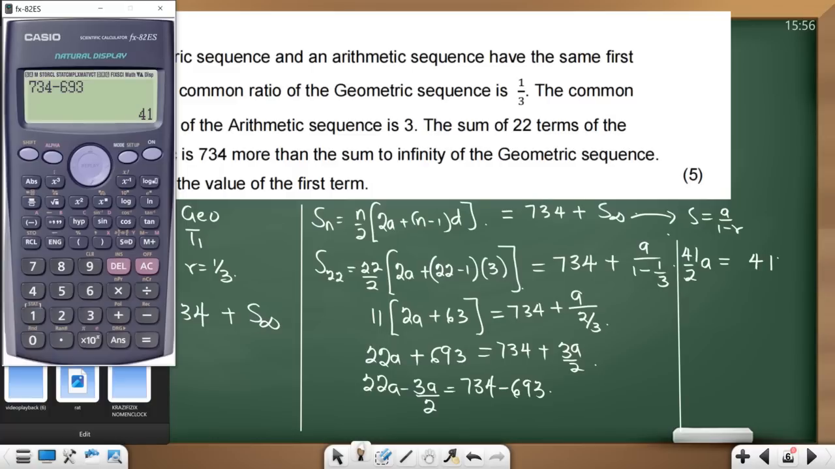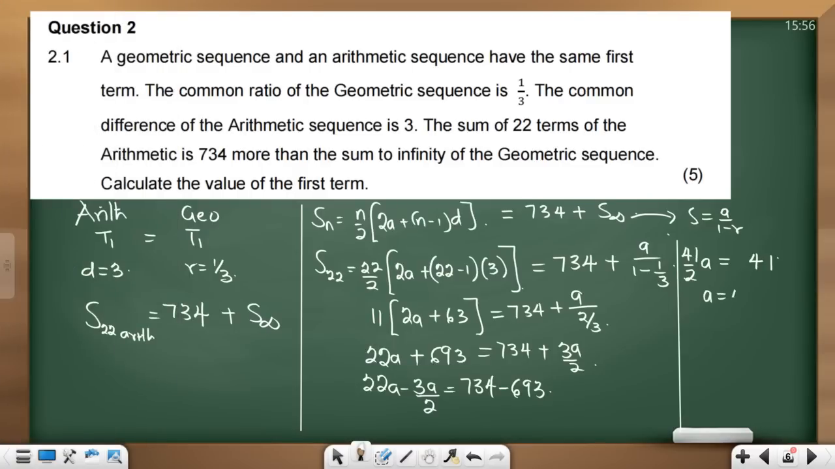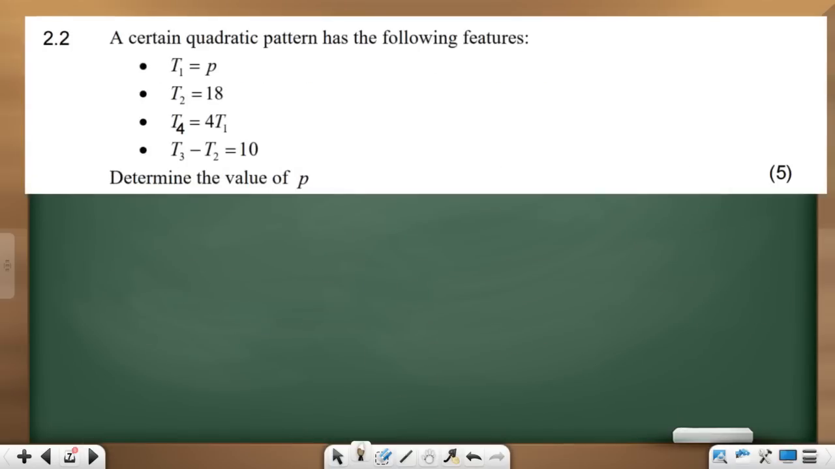Okay, so what is a therefore? You can simply tell that a is 2. All right? So a is 41 times 2 divided by what? 41. You can just do basic maths there. A is 2. These questions are straightforward. Just make sure you read carefully and you work things out.